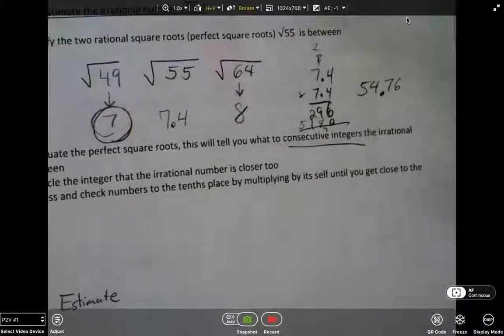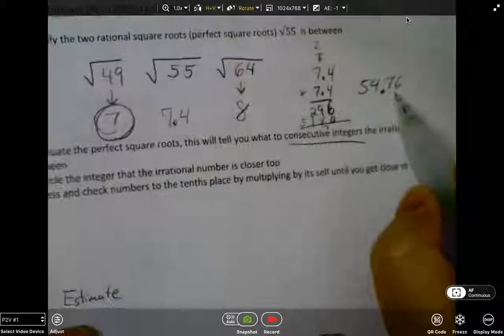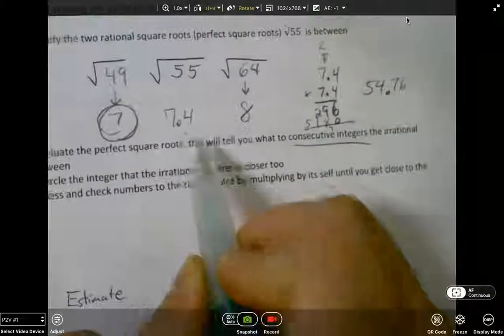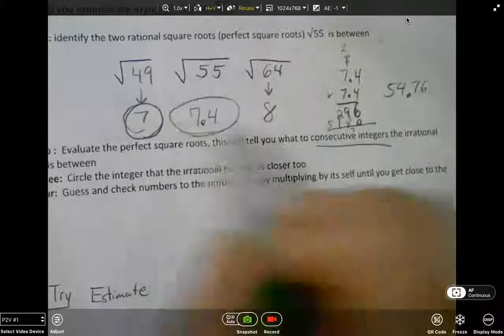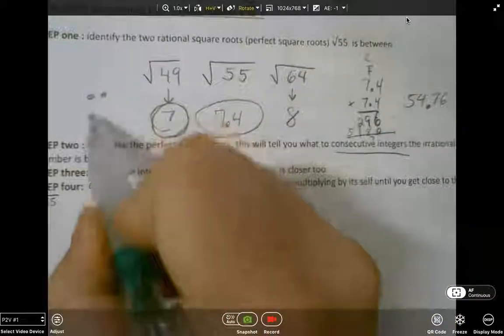Man, that's so close. I'd have to say that I couldn't get much closer than that. So my best approximation is 7.4, and that makes me very happy.